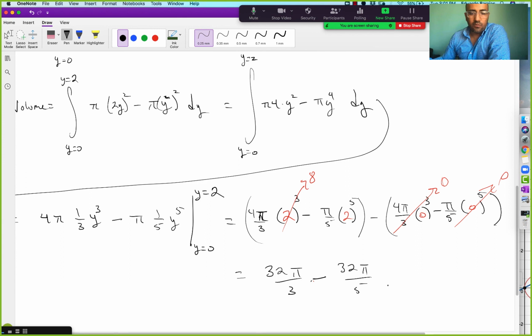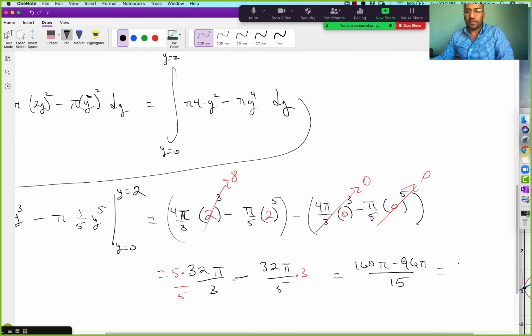Common denominator is going to be 15. Want to get a common denominator going. So let's multiply this one by 5, 5 times 32 over 5, and this one times 3. That's ugly. That's going to be 160 pi minus 96 pi over 15, which gets me to 64 pi over 15. And that should be my answer.